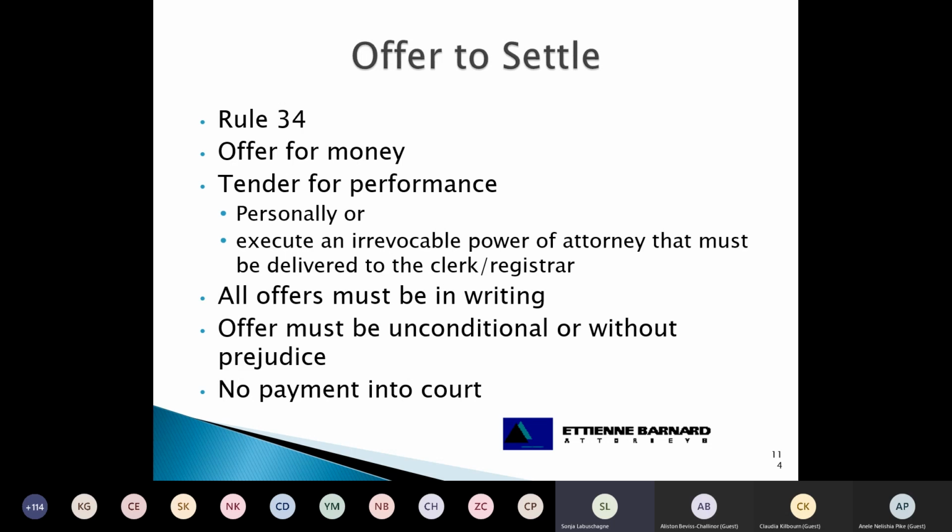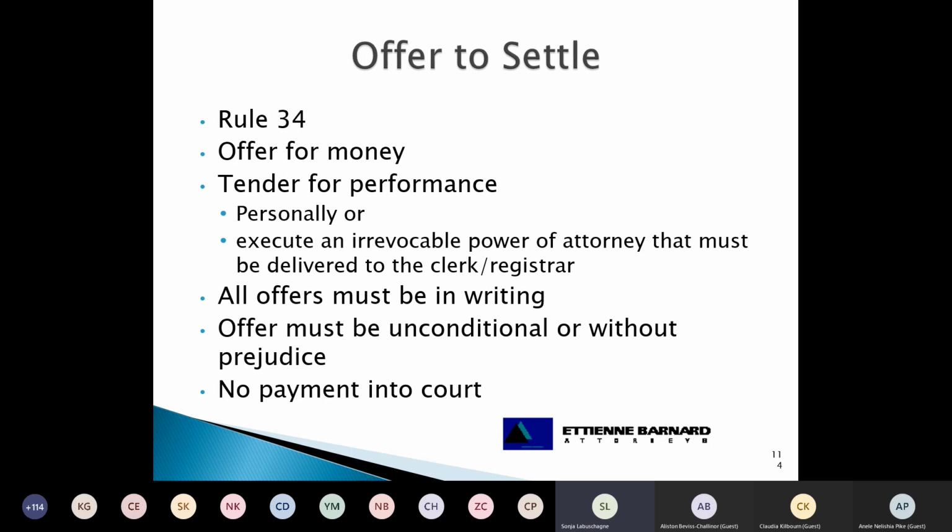Okay, so we've got various other matters, options in the litigation process to try and settle the matter. Rule 34 deals with an offer of settlement. Now, this is a formal offer of settlement. I said earlier you can settle whenever you want, and that's informal. As long as the two parties are happy or unhappy, as the case may be, to settle, that can be done. It can be made an order of court. But you can do a formal settlement in terms of Rule 34. And you can either offer money or performance. And the performance can be done personally, or you can give a power of attorney for somebody else to do it. All these offers must be in writing. And you must say if the offer is unconditional or without prejudice. And we'll come back to why that's important.